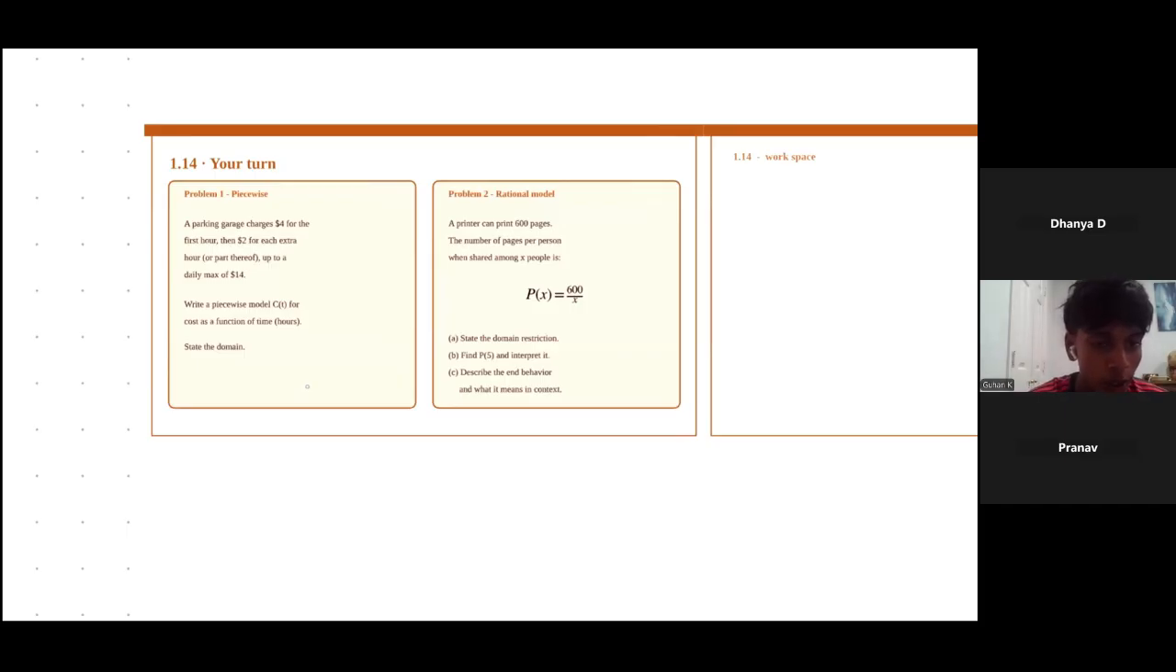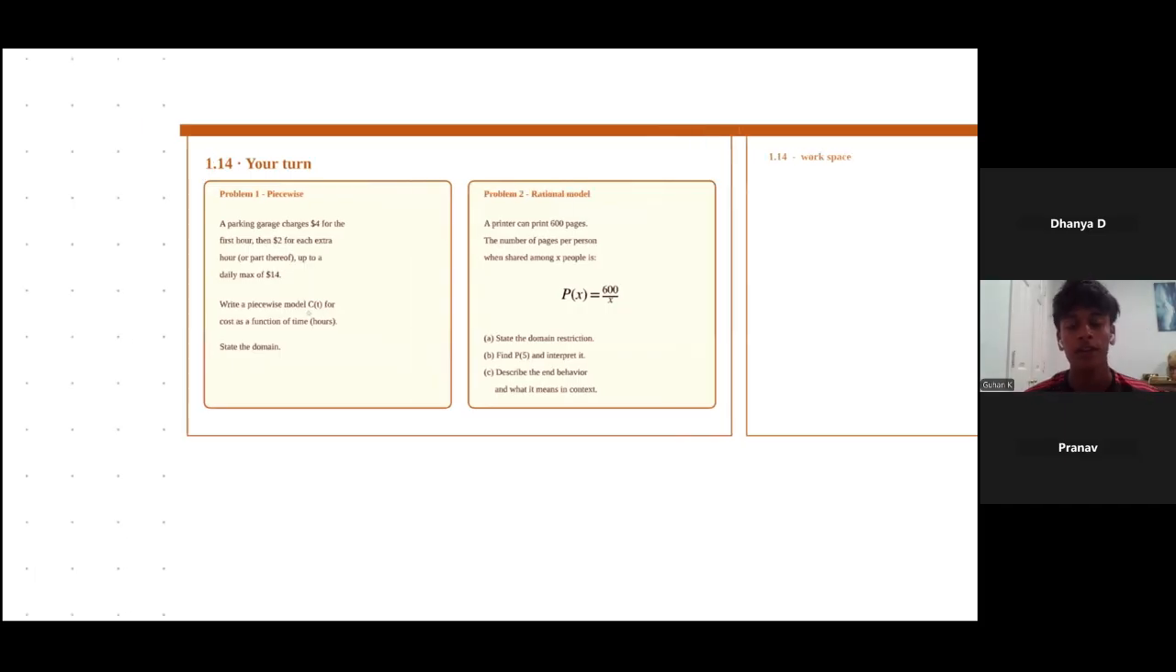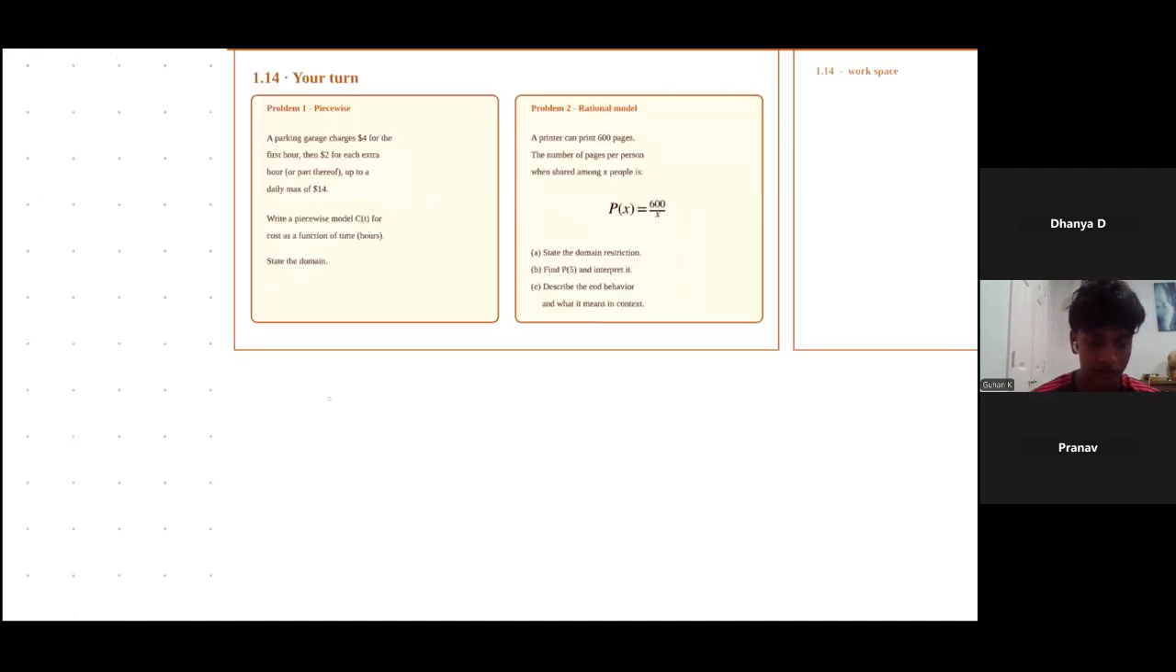Okay, so parking garage. For problem one, how we're going to approach it is first let's draw out the graph with the points that we have given. Okay, so the parking garage charges $4 for the first hour. So okay, first hour, 1, and this is going to be 4. So we start at 4. Obviously at 0 hours, it's going to be 0. So you have that.